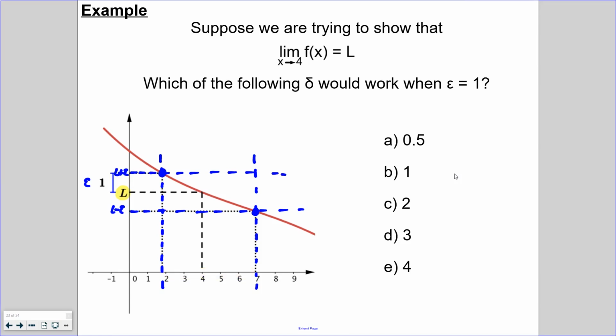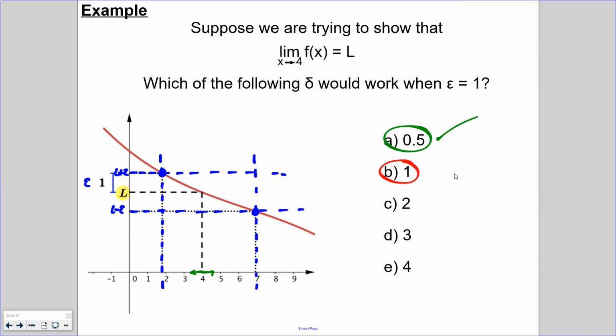So let's take a look at our first delta value. Our first delta value is 0.5. So if we go 0.5 away from our A value in the left direction, and we go 0.5 away in the right, we are well within our acceptable fence area. So this particular delta value would work.